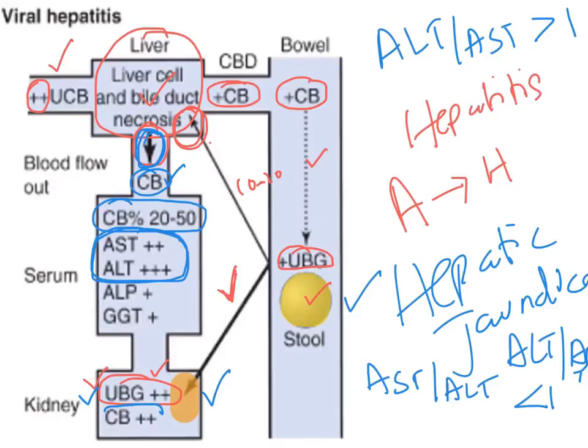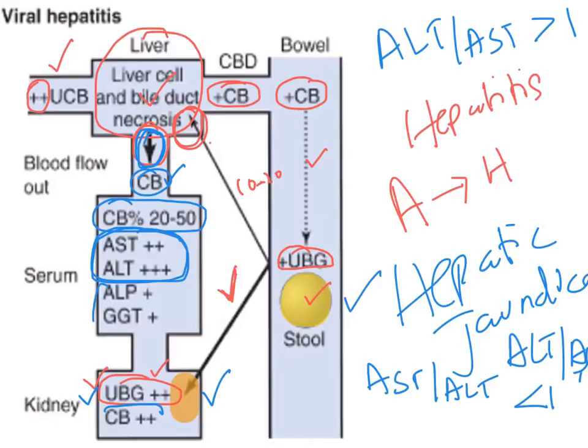Why? Because alcohol is metabolized to acetaldehyde, and acetaldehyde damages the mitochondrial membrane and releases the AST present in the matrix of mitochondria. And that is why there will be an increase in the level of AST in alcoholic hepatitis compared to ALT.